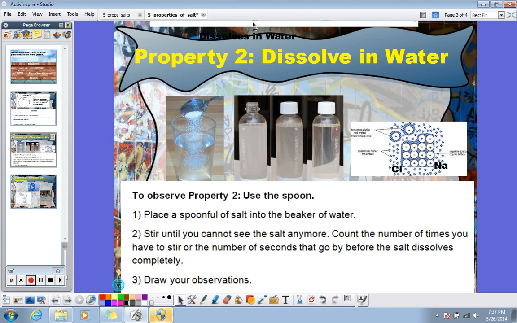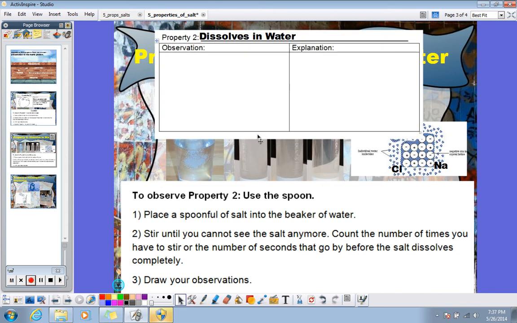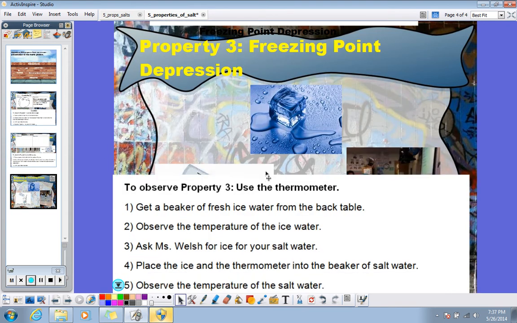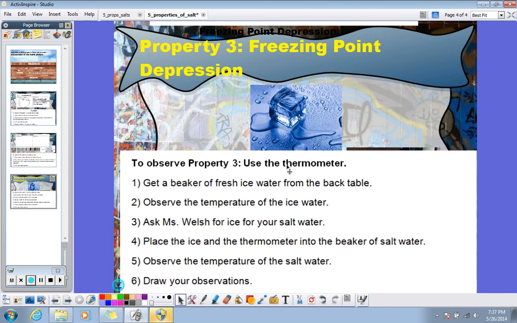And then I want you to, again, draw what you see, draw your observations under dissolves in water, and write an explanation for the 4th graders of what happened here. And then finally, when you're finished with property 2, you need to observe property 3, and you're going to use the thermometer for that. There are beakers of fresh ice water in the back table, and you will go ahead and ask me, you're going to observe the temperature, and then you'll ask me for the ice for the salt water, and then you're going to observe the thermometer of your salt water.